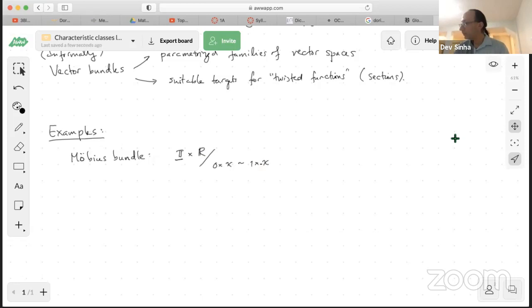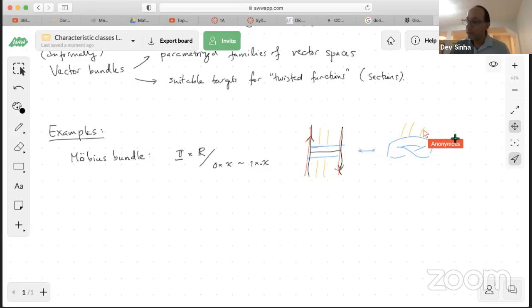So here what we're going to do is, again, take an interval, take a copy of the real numbers, and this copy of the real numbers is going to be identified with that one. So if you try to picture this, you get something like, well, let's just look close to the origin of each copy of the real numbers. Well, if I take a strip and I have a twist identification, I get a Mobius band. So this is really, then, once you continue outwards and you have full copies of the real numbers, you have the Mobius bundle.